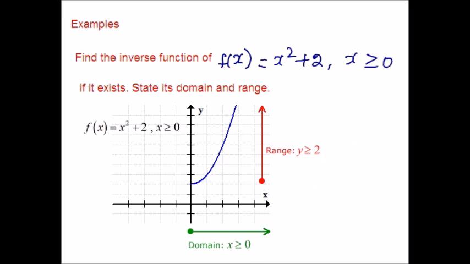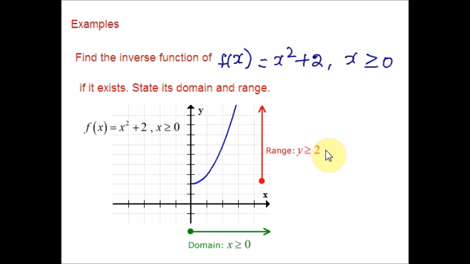Please remember that the domain and range of the inverse function come from the range and domain of the original function respectively. We know that it is nothing but swapping the domain and range. Am I right? Now the graph has range y greater than or equal to 2 and domain x greater than or equal to 0. So even without solving for the inverse function, we can easily identify its domain and range using the information from the graph of the original function.